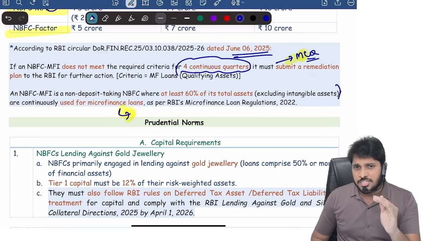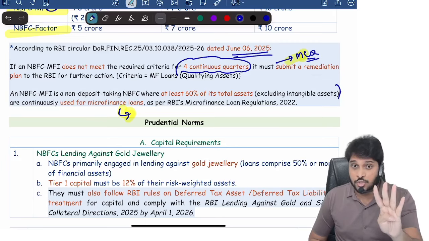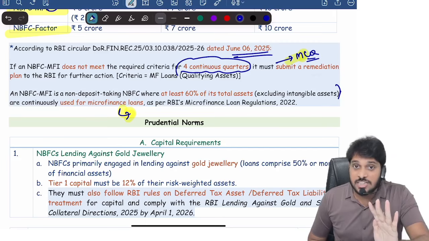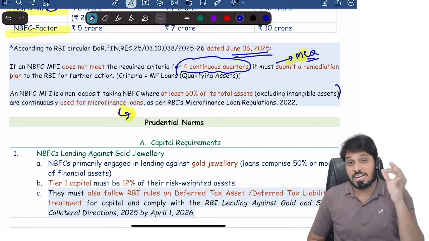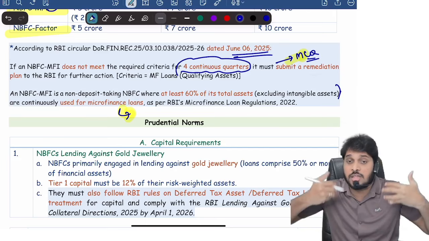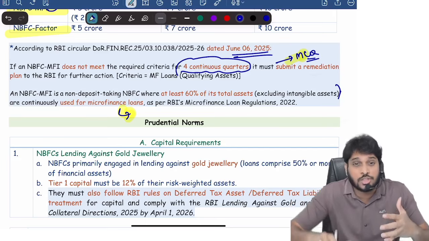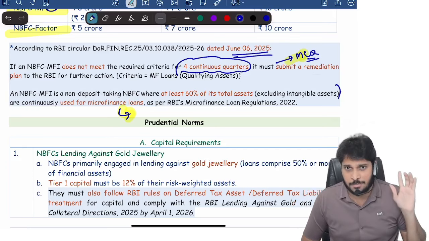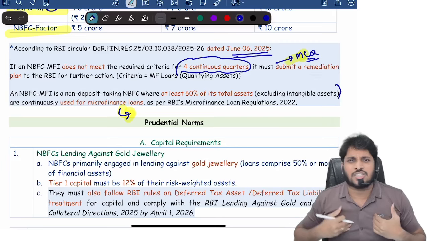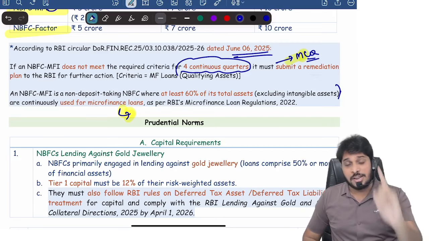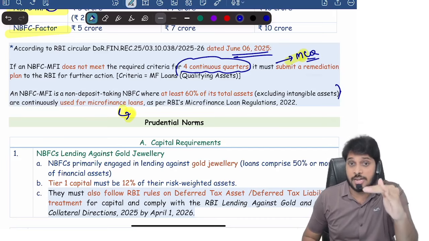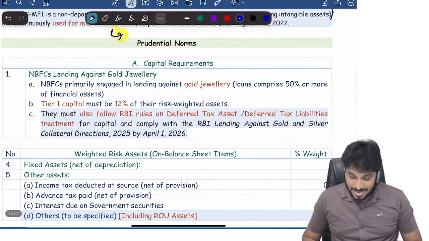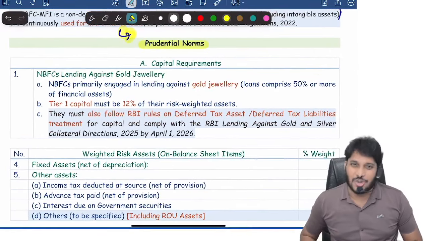So if a microfinance institution fails to comply with the criteria of 60% for 4 continuous quarters, the registration and all they won't cancel. The NBFC-MFI has to submit a remedial action plan to the RBI. So how are they going to come out of this situation? How are they going to comply? They need to submit a remedial plan. What RBI will do later on is not relevant for us. Remember, in bank audit and NBFC audit, the knowledge expected from us chartered accountants is only a moderate level, not expert level. That's it.